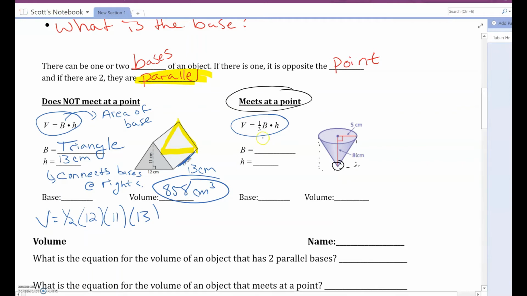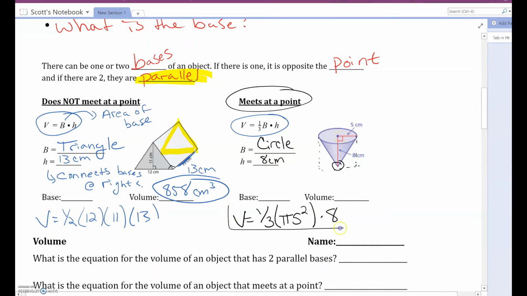All right, so my base here is a circle. My height is still perpendicular, so this would be 8 centimeters. Notice, right angle, boom. Here, this would also be a right angle for the prism. Since it is a circle, and it meets at a point, my volume is going to be 1/3. Now my area of a circle is pi times 5 squared. That's the area of my circle, but now I need to multiply that by the height, so times 8.